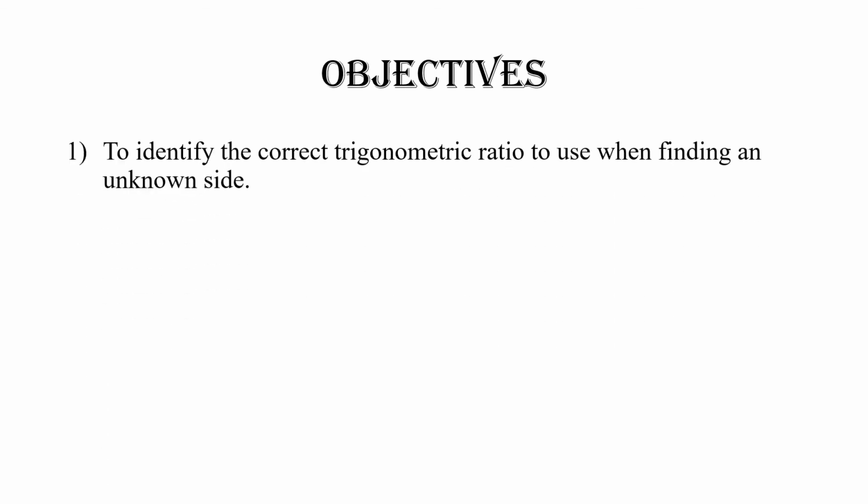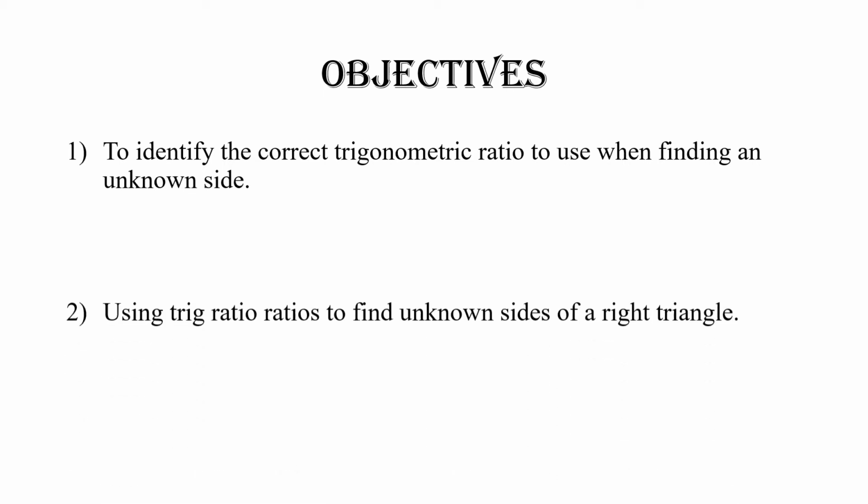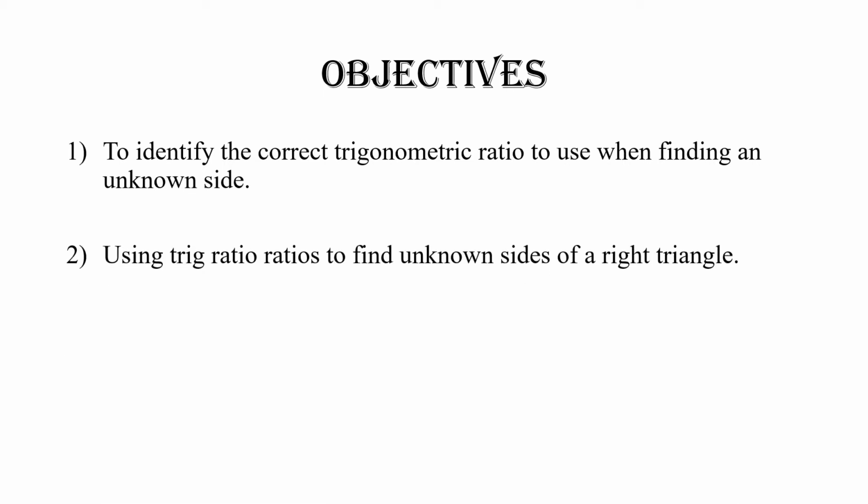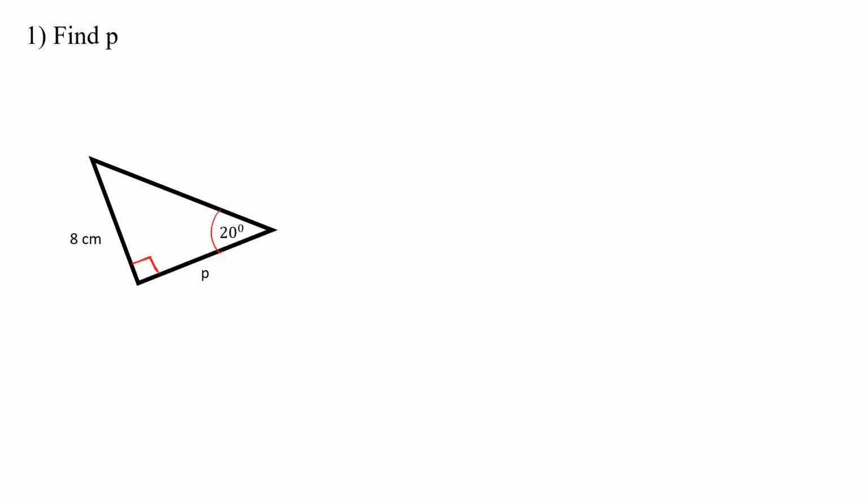So what is our objective for the week? We should be able to identify the correct trigonometric ratio to use when finding an unknown side. And of course, we're referring to triangles. Good. And last but not least, we're going to be using the trig ratios to find unknown sides of right angle triangles.